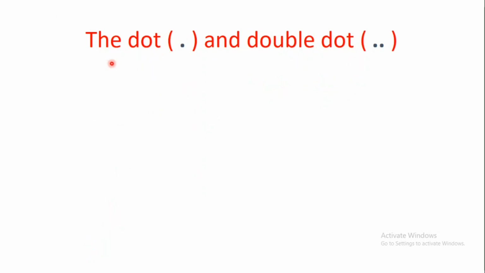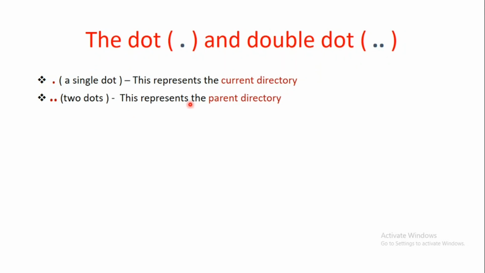So let us look into the two special directories, dot and double dot. Single dot represents the current directory, and double dot, two dots, represents the parent directory. These are created by the system whenever a directory is created, and it is not possible for any user to edit them nor to delete them. This is very helpful in maintaining the file structure, and it will be very useful in relative path names.